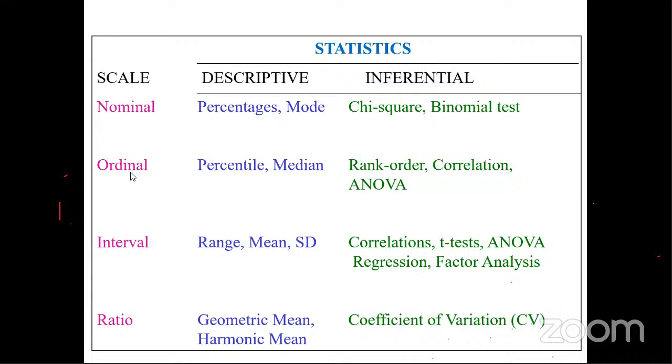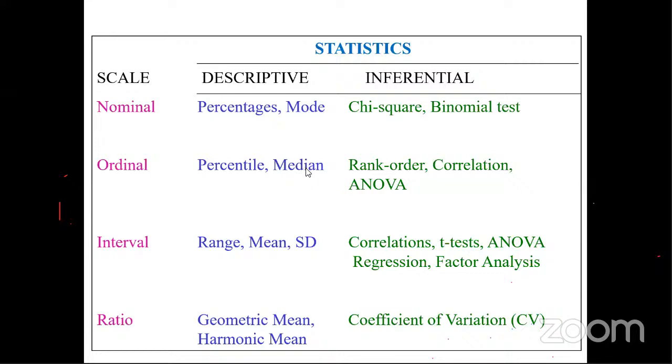When it becomes ordinal, percentile and median. We need to find the median rank, because we are ordering the things, so we find the median here.